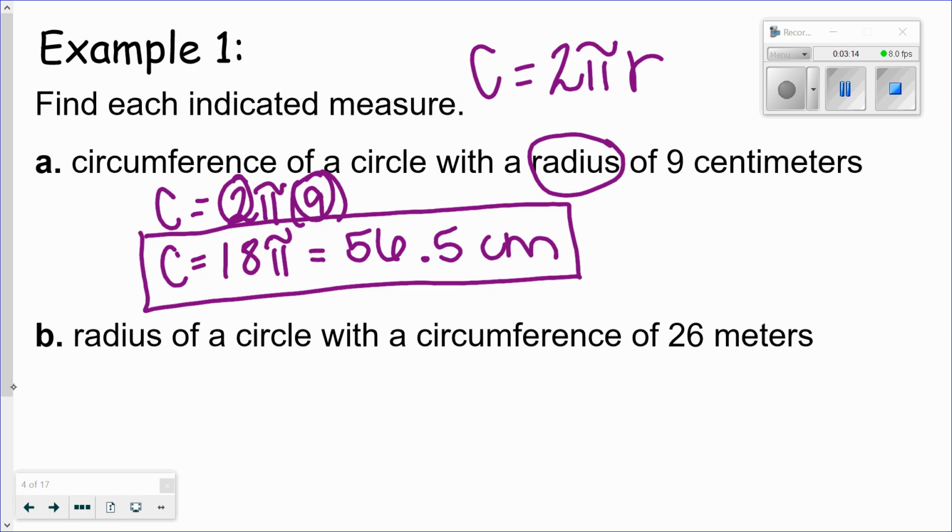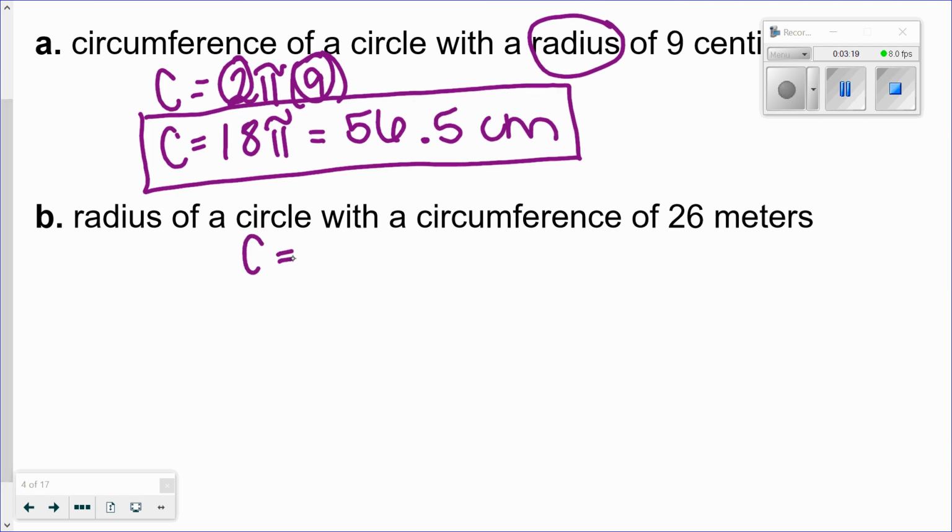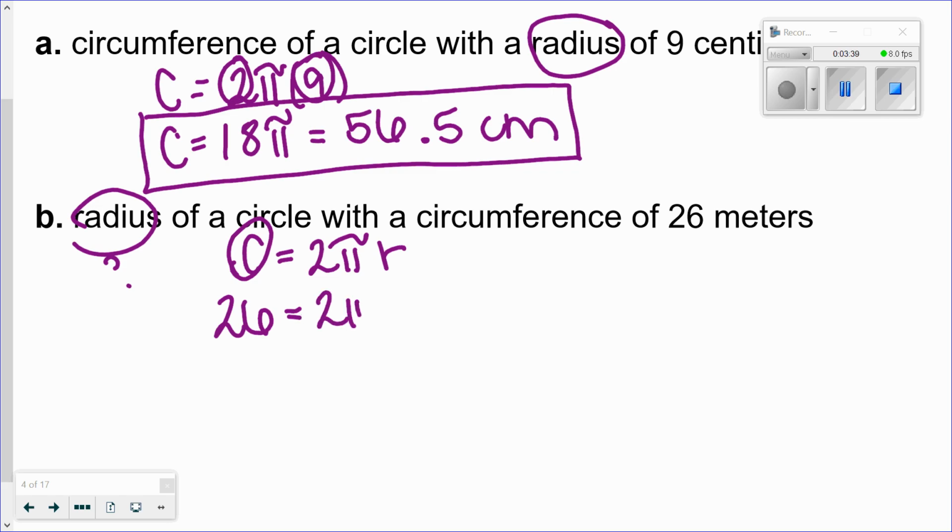For the next one, you're using that same equation of circumference equals 2 pi r. This time they want us to find the radius if the circumference is 26 meters. So you're going to replace what's given. 26 is the circumference, and we have 2 pi, and we are multiplying by r. R is what we do not know. As you are trying to get r by itself, hopefully you see that you are multiplying by 2 pi. So go ahead and divide by 2 pi.